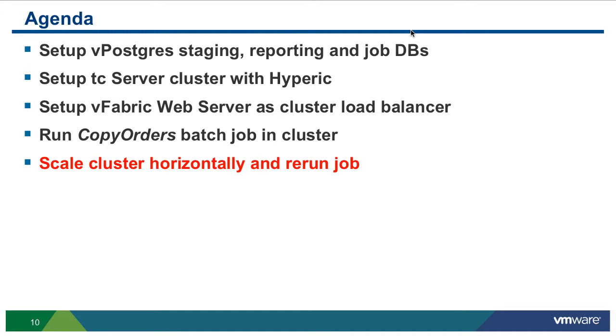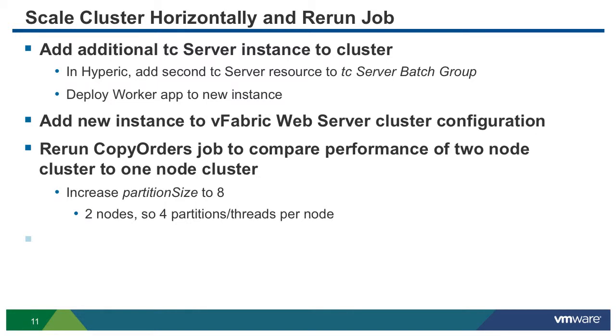So now we're ready to scale our cluster horizontally by adding an additional node to the cluster. So we'll follow the same steps of adding an additional TC server instance to our Hyperic resource group, and then adding that instance to our web server configuration, and then rerunning our copies order job. But we'll increase the partition size to 8 so that on our 2 nodes there will be 4 partitions or parallel threads executing per node.